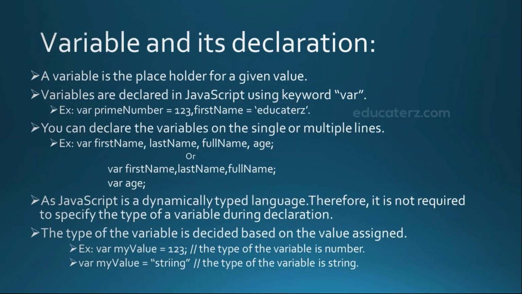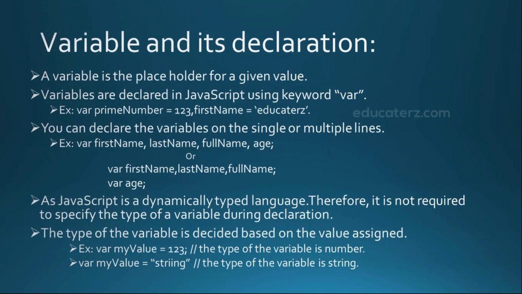A variable is actually the placeholder for a given value. So let's say we store a value in memory. How do we refer to that value which is stored in memory? We can refer to that value which has been stored in memory using the variable. So a variable is just a placeholder for this value.